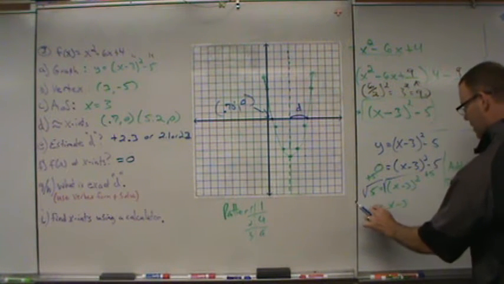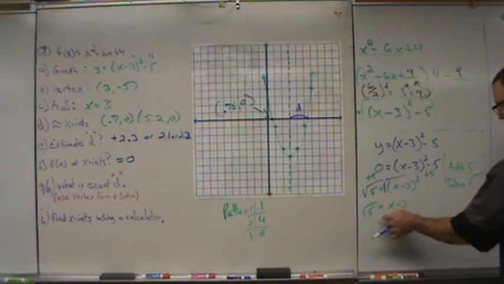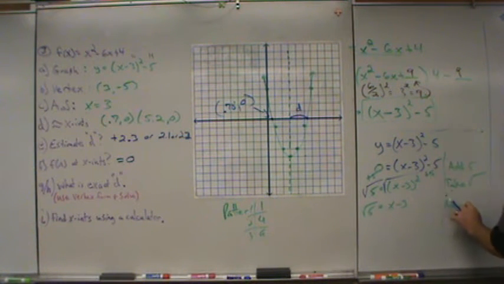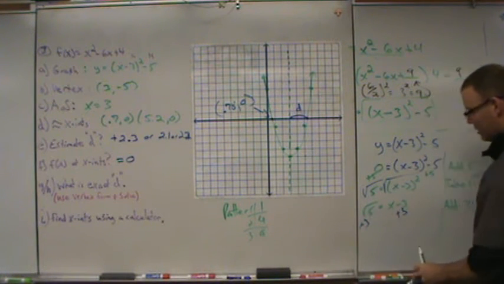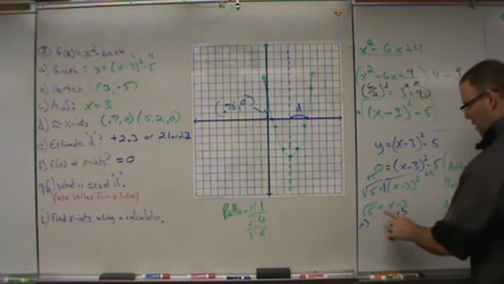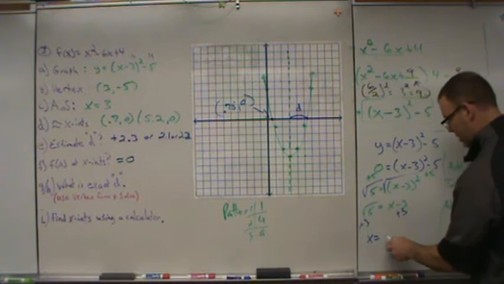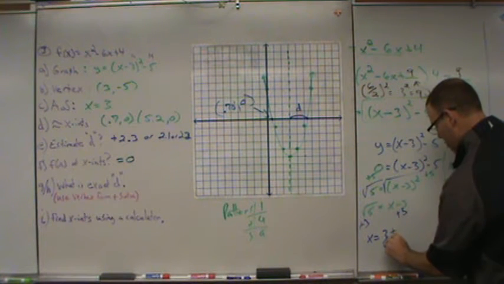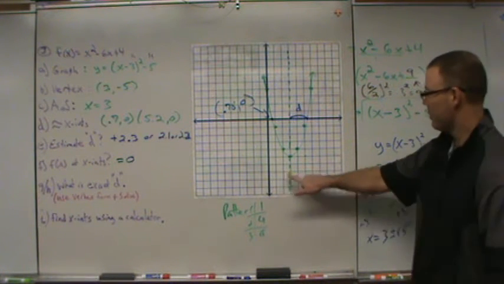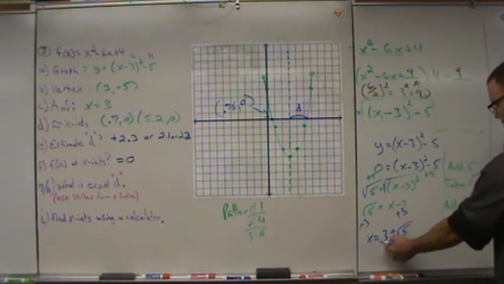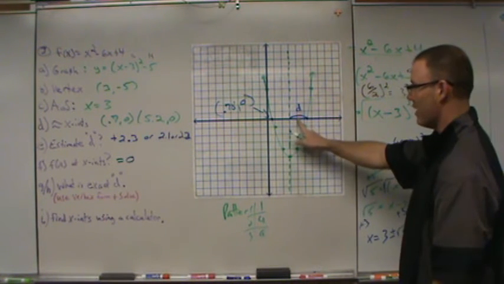x minus 3 is equivalent to plus or minus the square root of 5. And then the last thing I'm going to do is add 3 to both sides. And when I do, I can't combine 3 and the square root of 5, because 5 is a radical. So x is equivalent to, I'm just going to move x to the other side, 3 plus or minus the square root of 5. This 3 represents my axis of symmetry. So there's my 3. My plus or minus square root of 5 is my D value.